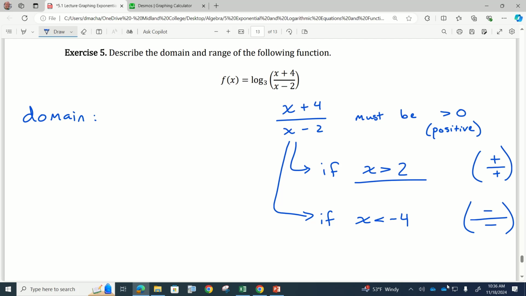So one of these has to be true. Either x is greater than 2 or x is less than negative 4. If either one of those is true, then my argument is positive and I can take the logarithm. So all told, my domain is going to look like this. The first interval is the interval of numbers where x is less than negative 4, and then union with the second interval where x is greater than 2.